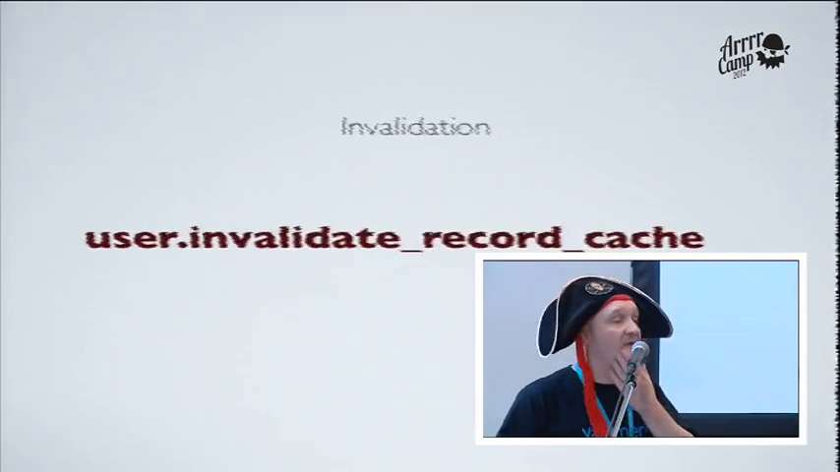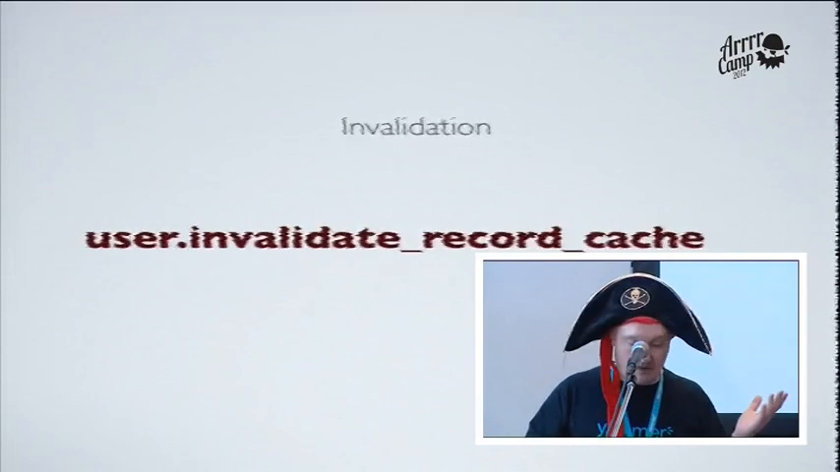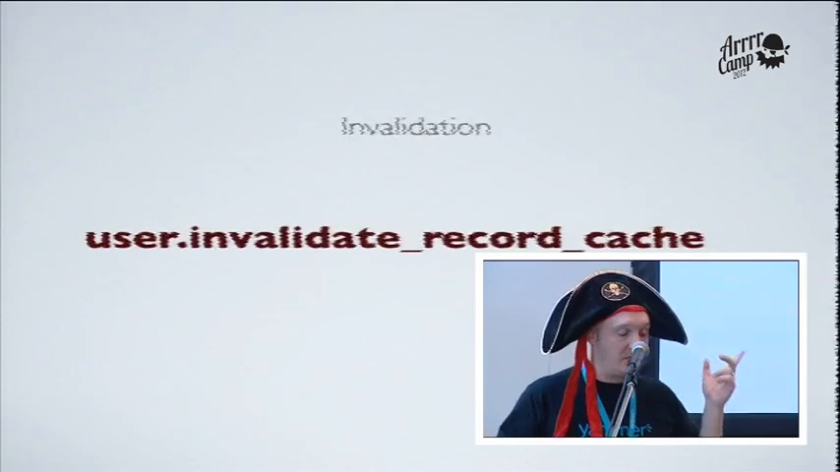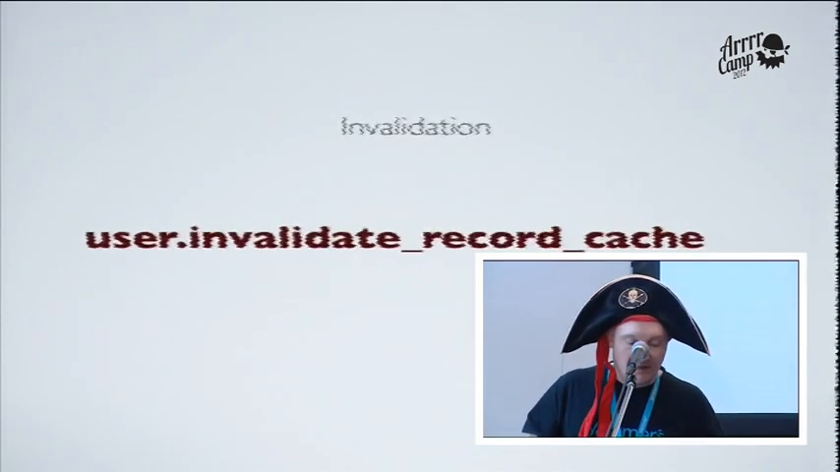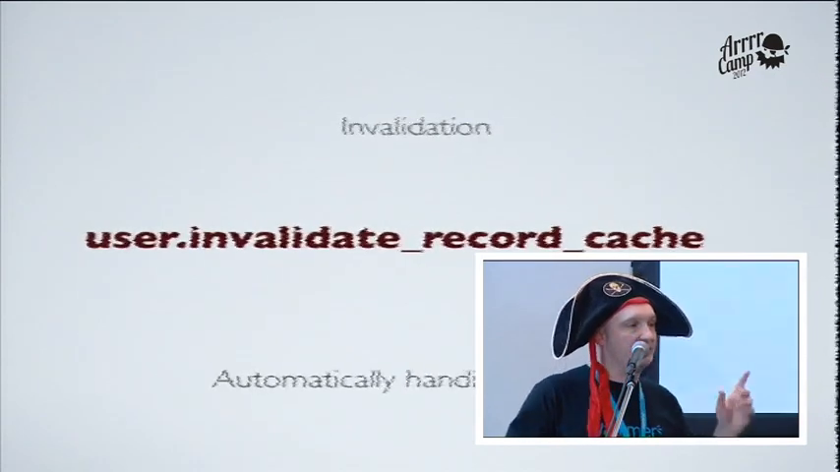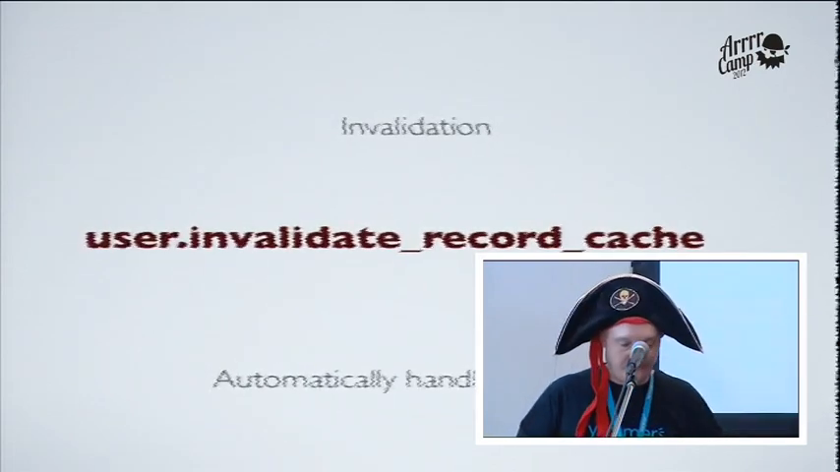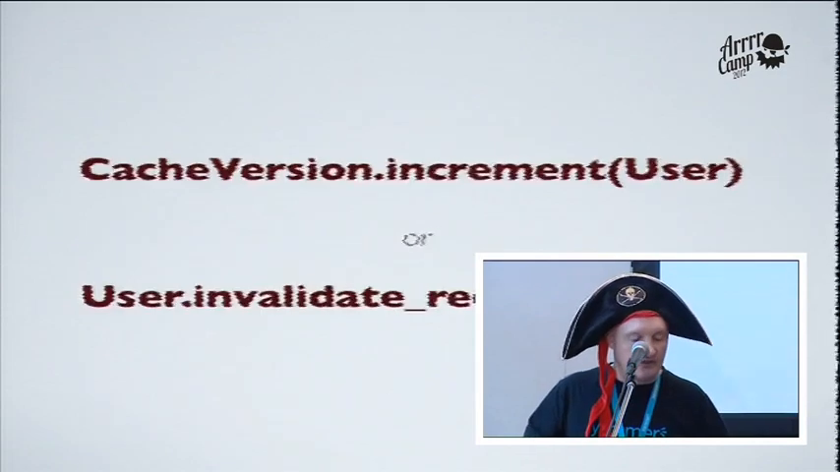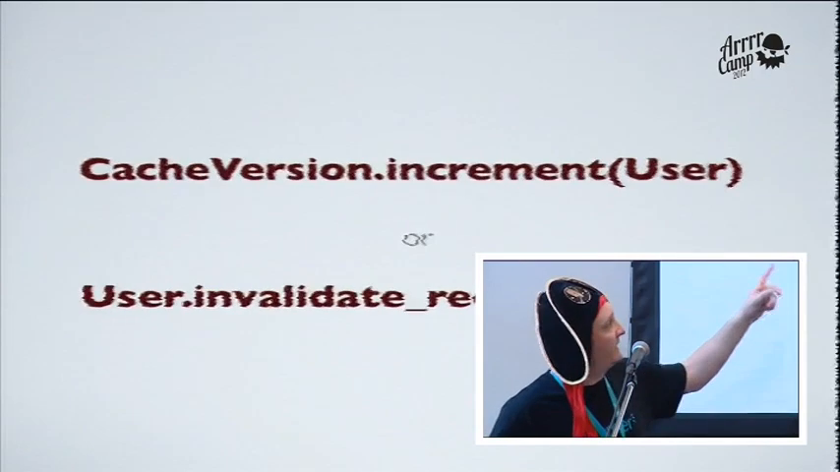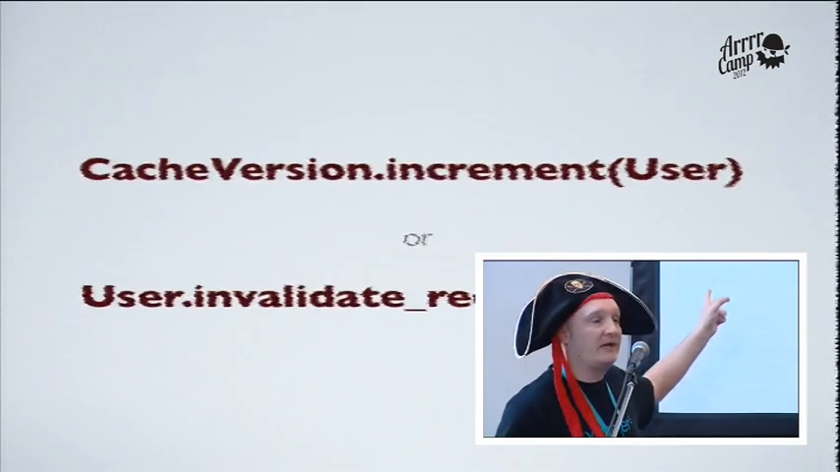So if we feed the cache, sometimes we have to invalidate and do some cleanup. For invalidating one object, we simply call invalidate record cache on that model. You don't really have to care about that because it is automatically called when you call a save on any active record. If you want to invalidate a full class, you can increment the cache version for that class, which is basically exactly the same thing as calling invalidate record cache on the class itself.